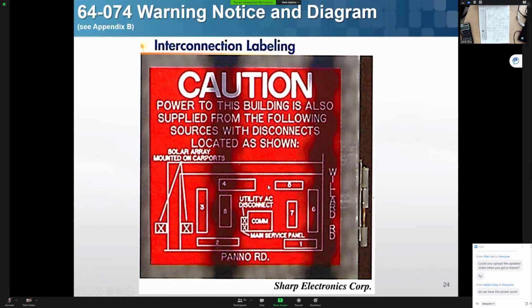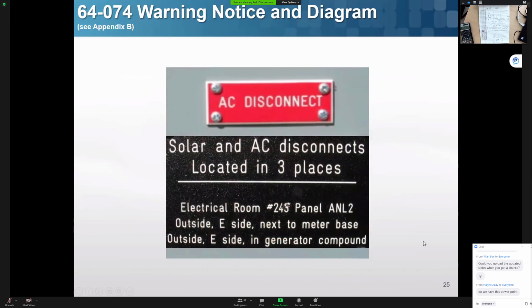Usually for the interconnection, they show you a picture of the label. When we go to the code, the code will not give you this, right? The code just says you have to have a label with certain things on the label. But if you're trying to work out what's going to be on the label, you can use this picture as a reference. So those are the warning notices or labels according to the code.